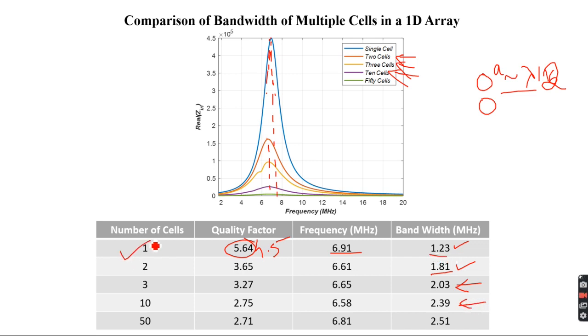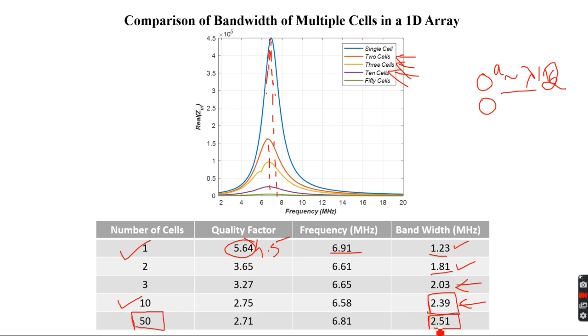So you can see if you have one cell, you include 10 cells together in an array, and then you derive the impedance. Well, the bandwidth is doubled, okay? But this does not double if you multiply the number of cells 5 times in an array. So for example, for 50, it increases slightly to 2.51.